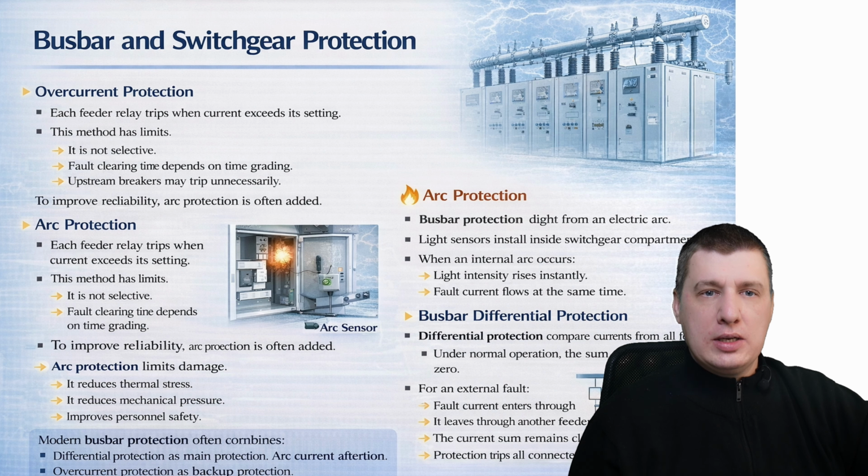Busbars and switchgear are key nodes in the power system. Faults at those points must clear very fast. A busbar fault affects many feeders at the same time. Delayed clearing causes large damage to the system instantly. The simplest busbar protection uses overcurrent protection.